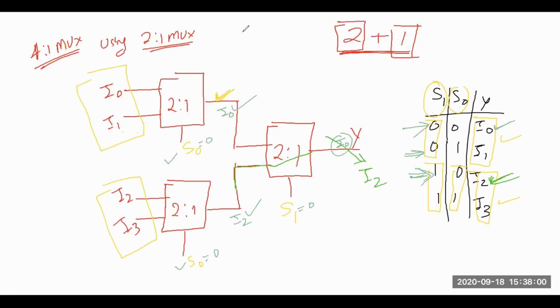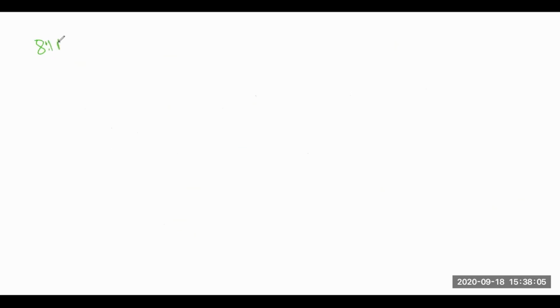The second case, if I talk about an 8 to 1 multiplexer, I can design an 8 to 1 mux using 2 to 1 muxes in a similar way. So what I'm doing for the 8 to 1 multiplexer is first dividing 8 by 2 and getting 4.